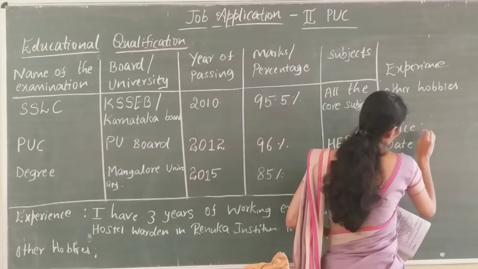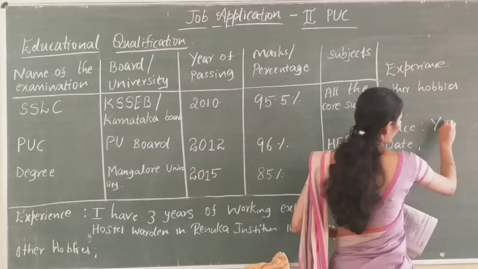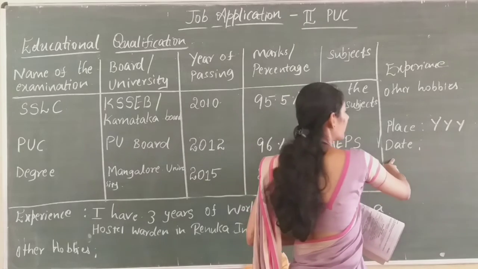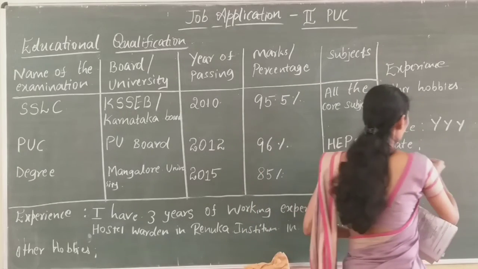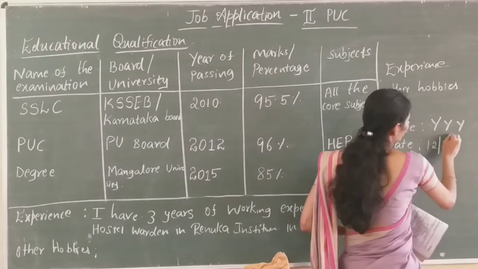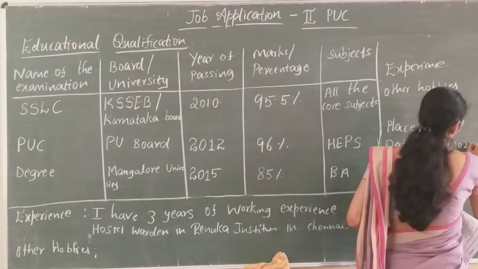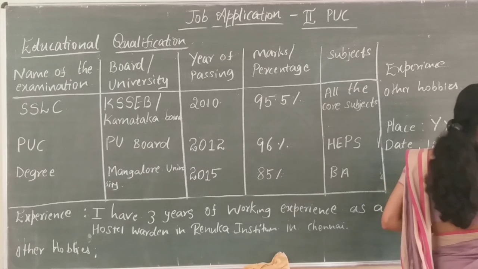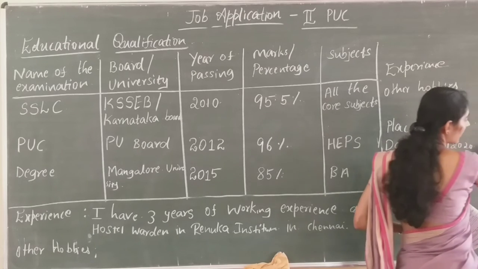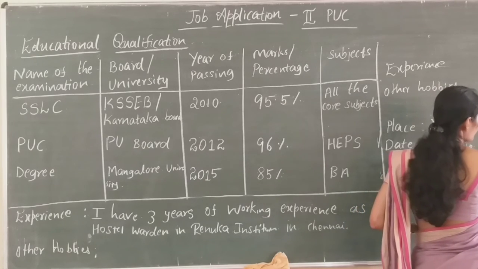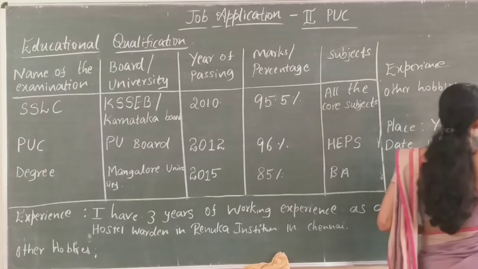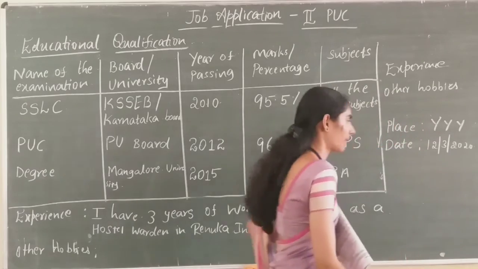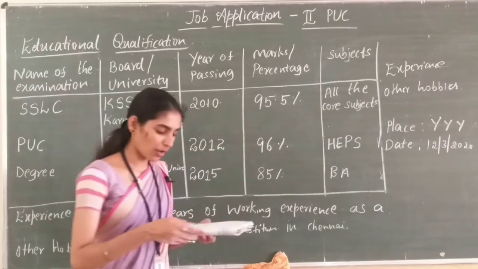It is given in your workbook. Place, and date, the same date that you have written in your cover letter. So what is the date? 12th. In this way you can write. And on the other side there is SD. I told you here, SD. You should not write SD, but you have to put a signature. And below write XXX, 3 X's. So this is the format of your bio data.